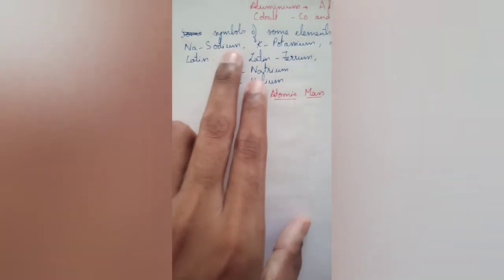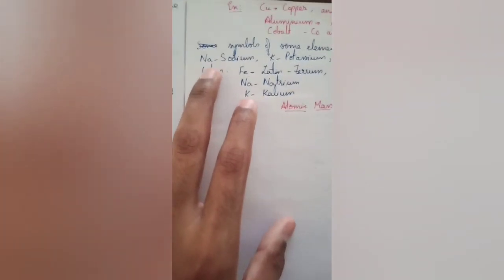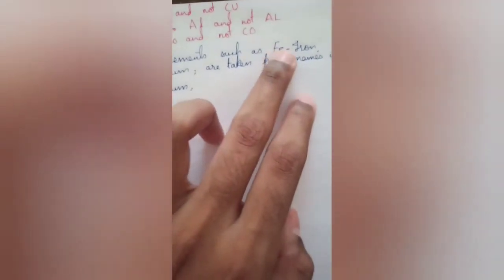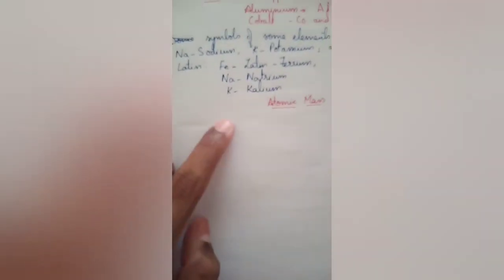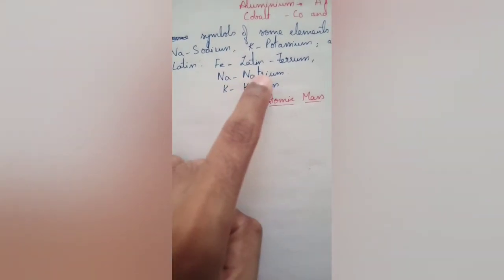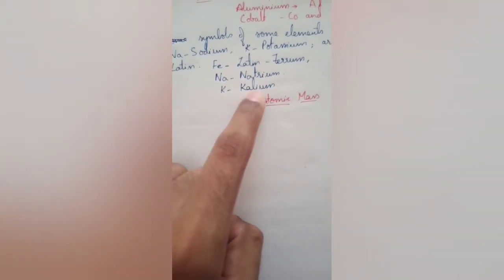The symbols of some elements, such as Fe for iron, Na for sodium, K for potassium, are taken from names in Latin. You may have a doubt, what is this Na? Then sodium should be Sd or something, and potassium should be Ps or something, and iron should be In or something. But no, these are the Latin names. Fe is ferrum, Na is natrium, K is kalium.